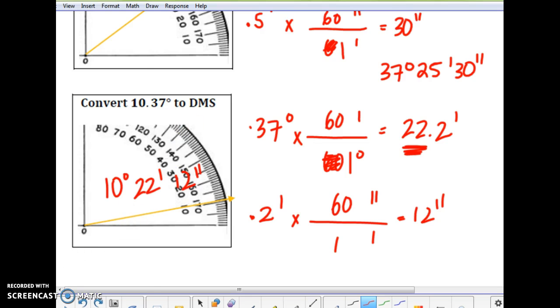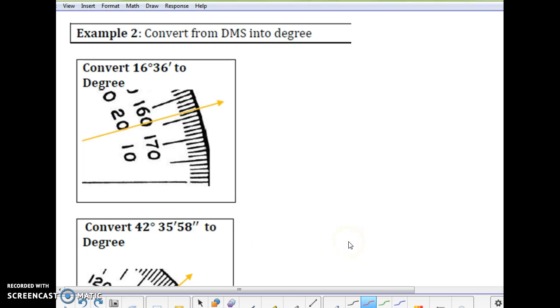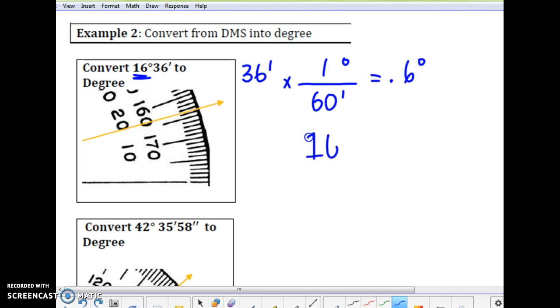Now we're going to go the opposite direction, and the opposite direction is going to be from degrees, minutes, seconds into decimal degrees. So we have 16 degrees, that's going to definitely stay. We have 36 minutes that I need to convert into degrees. So degrees needs to be on top this time, 60 minutes on the bottom. This is going to be 36 divided by 60, gives you a nice number of 0.6 degrees. So this is 16.6 degrees.